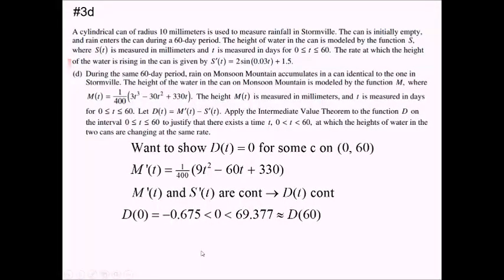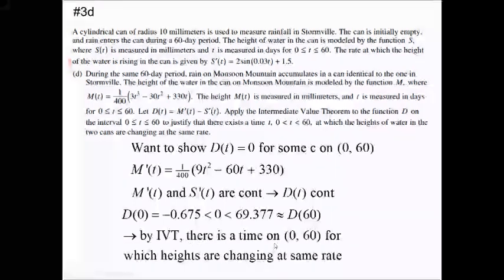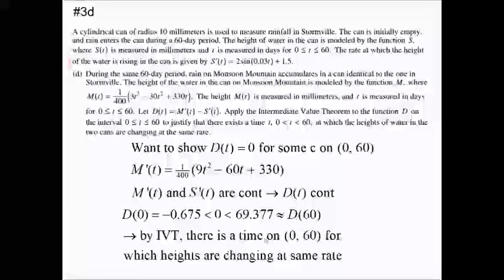Now the value we're looking for, namely 0, is between these two values that we just came up with. So therefore, since we have continuity, and we're going from this value to this value, and zero is between those, it follows that we have to pass through 0 on the way. So by the IVT then, there is a time on the interval from 0 to 60 for which the heights of our cans are changing at the same rate.